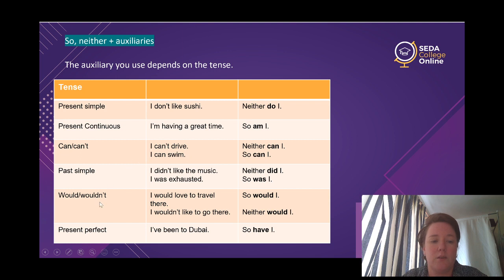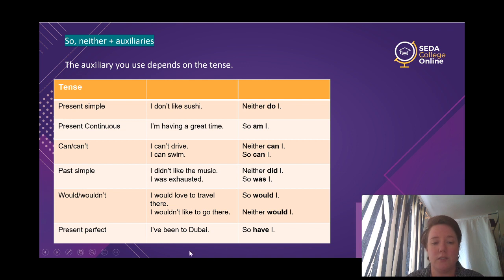Okay, the next one, would or wouldn't. I would love to travel there. You answer, so would I. Okay, you're agreeing. This one's negative, so I'm using neither. I wouldn't like to travel there, so I'm using neither would I. Okay, the next one then, present perfect. I've been to Dubai. Your response, so have I. Okay, so there you go.